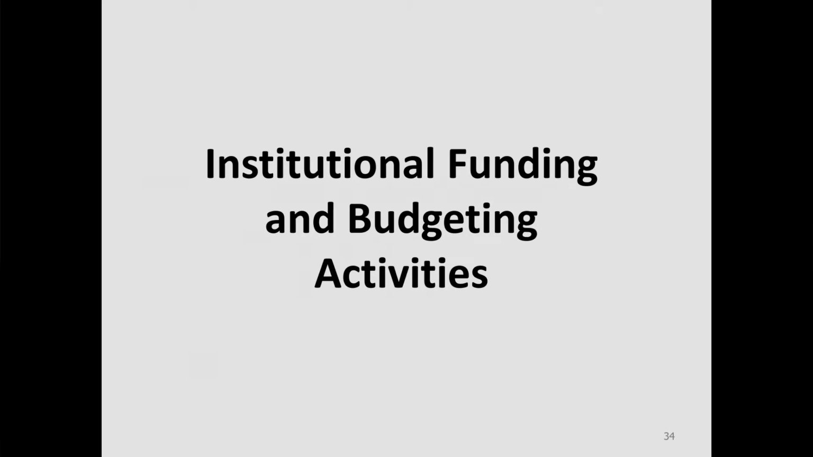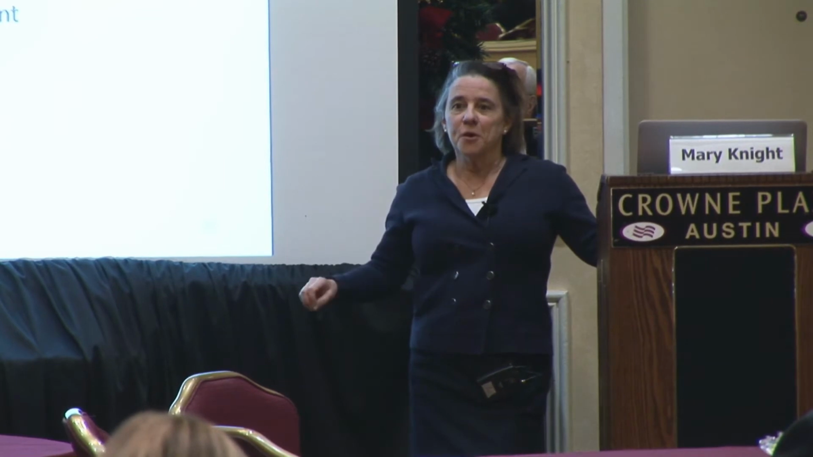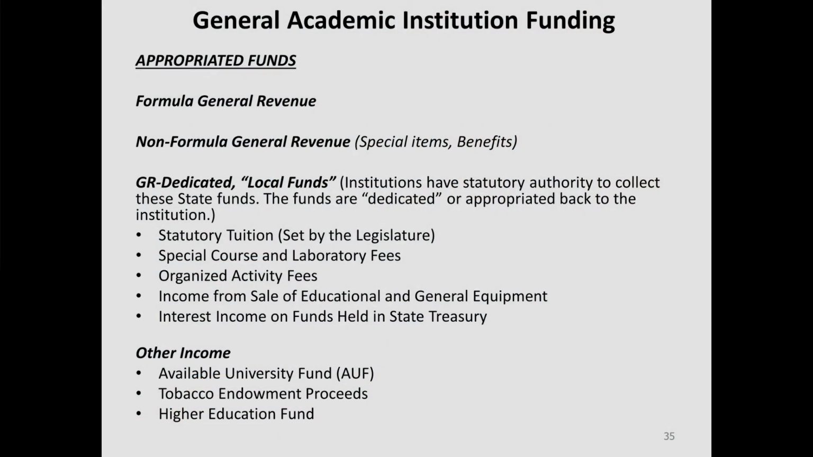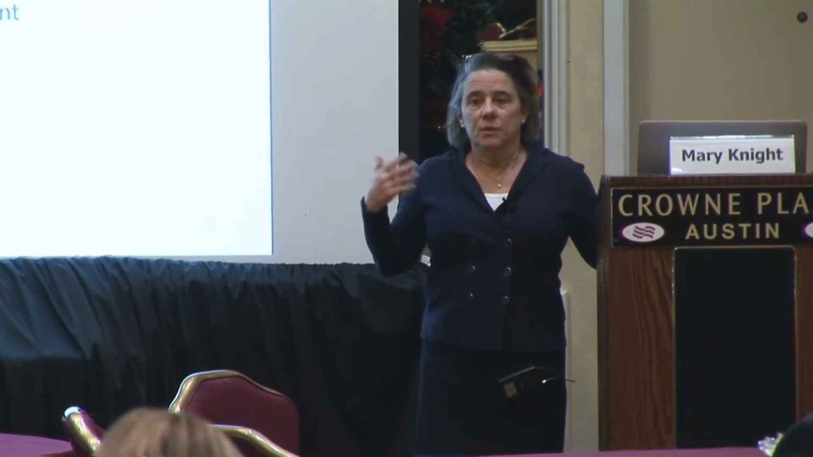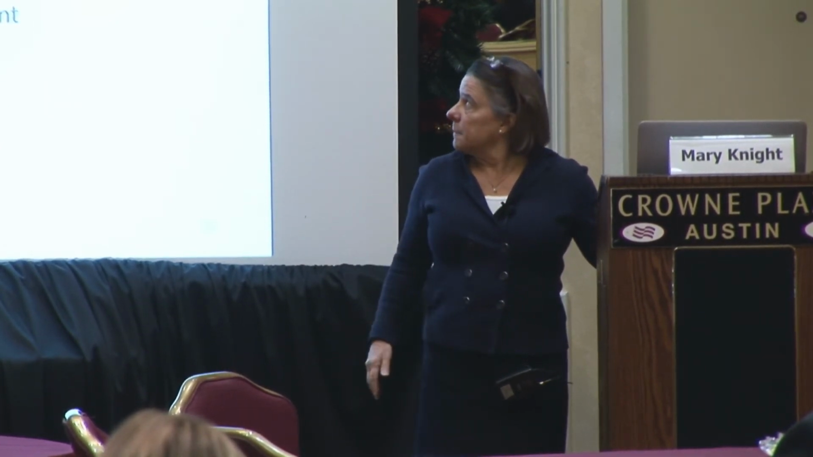So how does all of this fall into institutional funding and the budget activities that higher education is doing on a regular basis? There are different funding sources for the state of Texas, and then there are more funding sources for higher education and probably state agencies as well. But general academic institutions have these appropriated funds that we talked about, the general revenue dedicated. But there's also other income, available university funds. Some institutions get tobacco endowment funds. Some get higher education funds, which are kind of the counterpart to AUF. These are all considered appropriated funds. So the state is aware of them. They're disclosed in our legislative appropriation request and tracked that way.